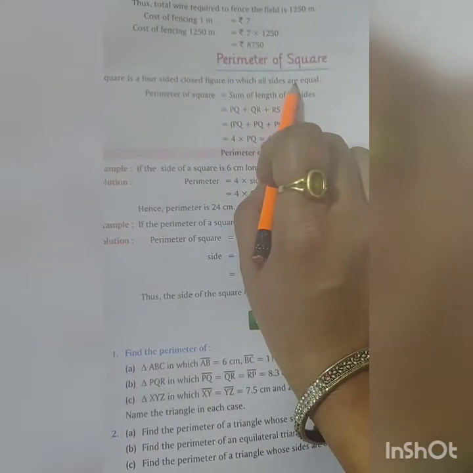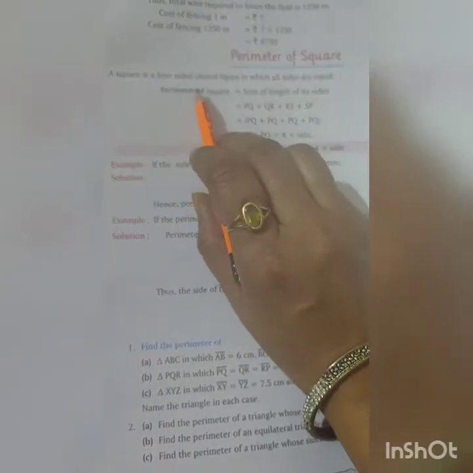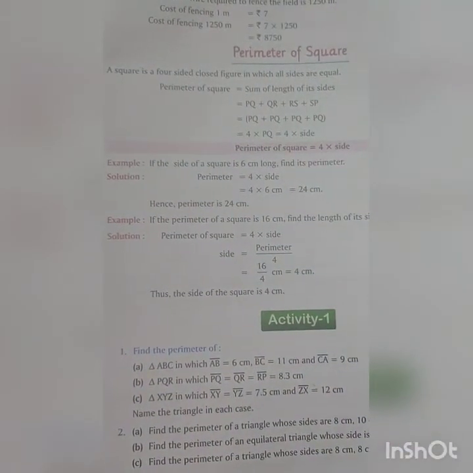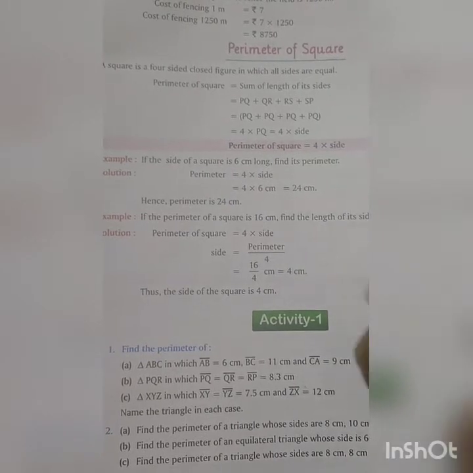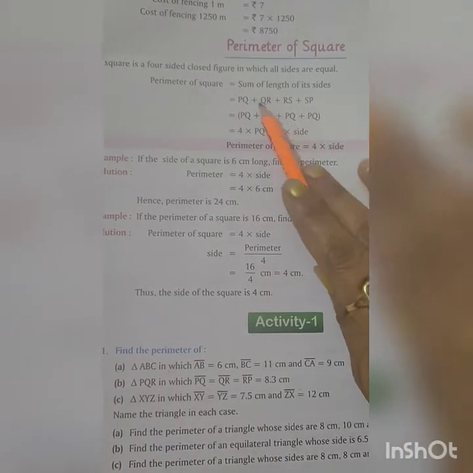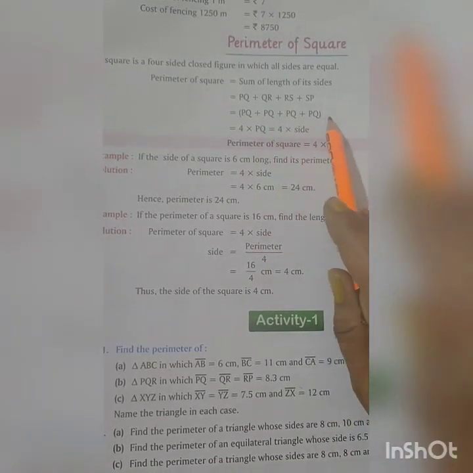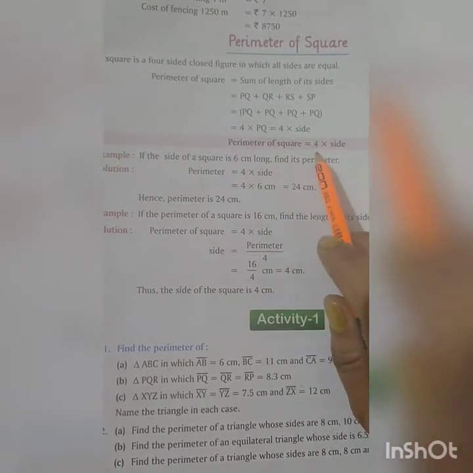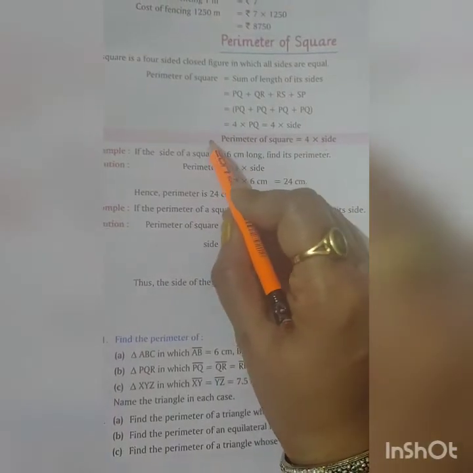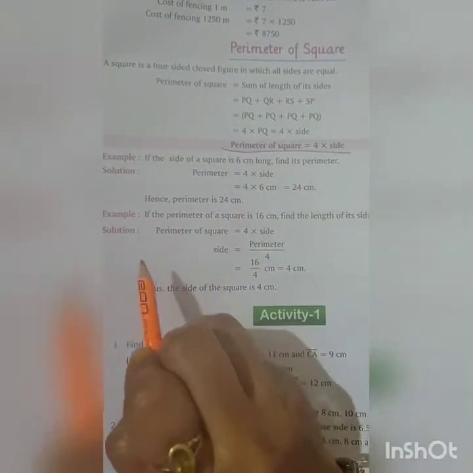Now perimeter of square. A square is a four-sided closed figure in which all the sides are equal. So the perimeter of square is sum of length of its sides. That means if all the sides are equal, then it will become 4 into side. So perimeter of square is 4 into side.